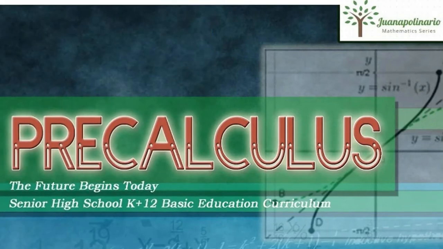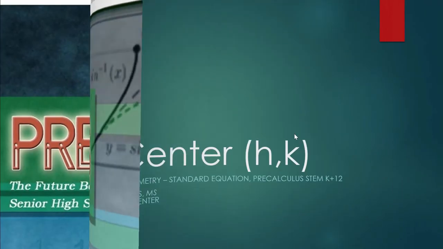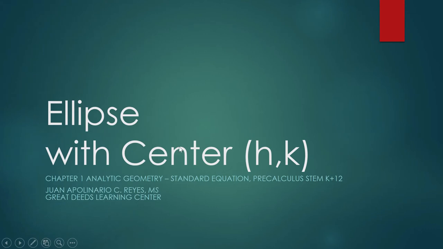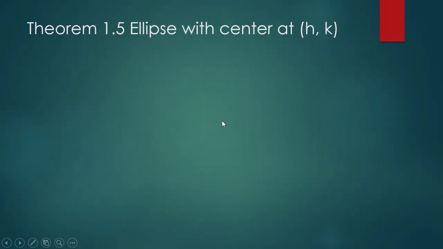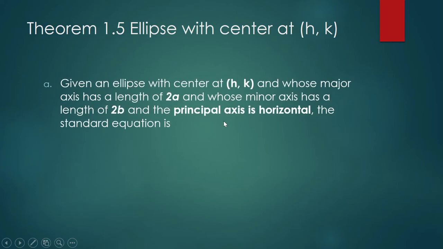In this video, we shall lay down our equations for an ellipse with center (h, k). In previous videos, we were talking about ellipses with center at the origin. So if we are given an ellipse with center (h, k), whose major axis has a length of 2a, whose minor axis has a length of 2b, and whose principal axis is horizontal, the standard equation is given by this.